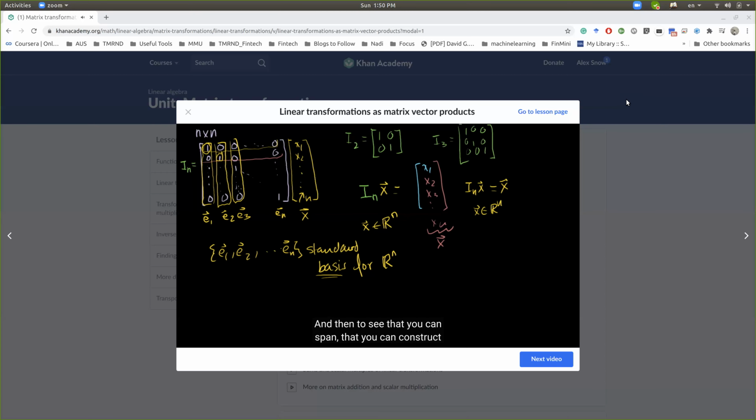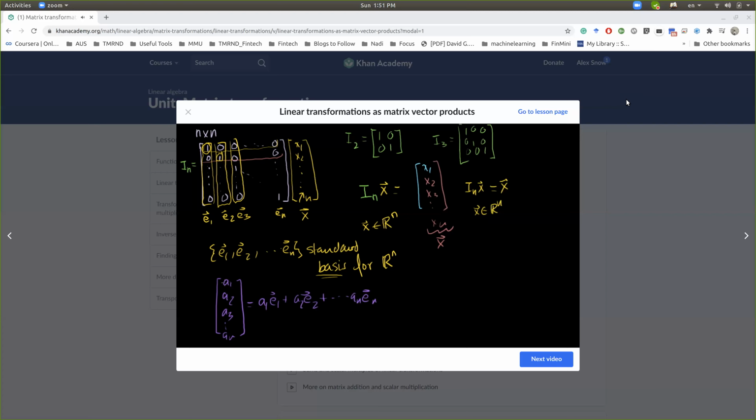And then to see that you can span, that you can construct any vector with a linear combination of these guys, let's say you want to construct the vector a1, a2, a3, all the way down to an. So this is some member of Rn. You want to construct this vector. Well, the linear combination that would get you this is literally a1 times e1 plus a2 times e2 plus all the way to an times en, right?